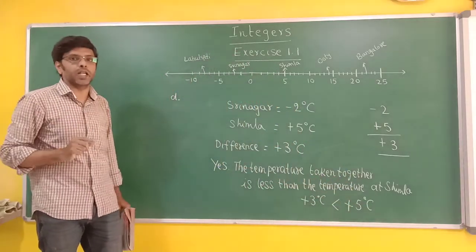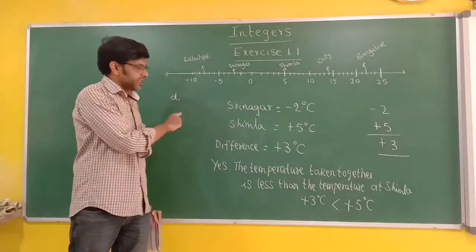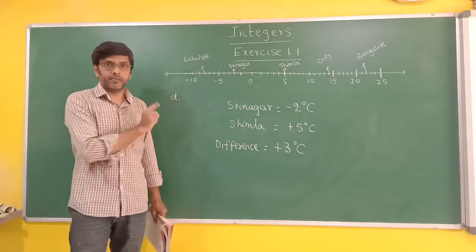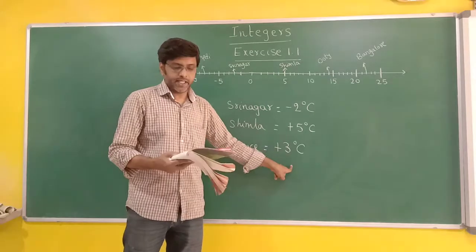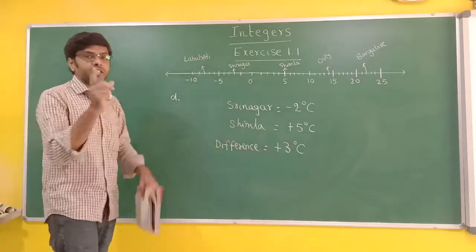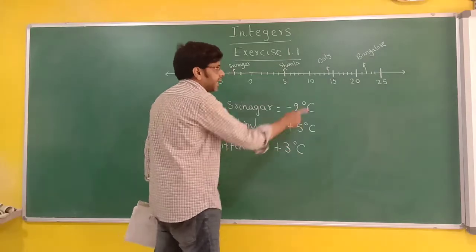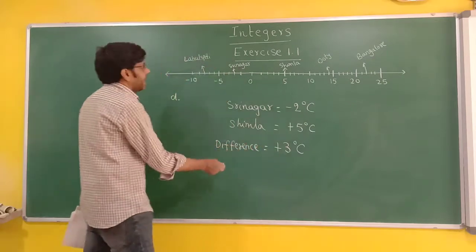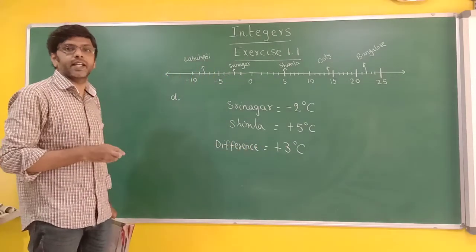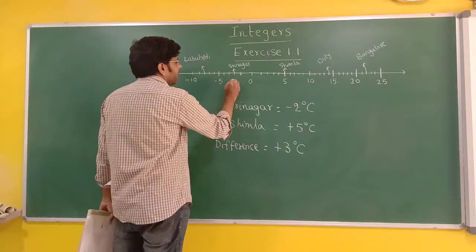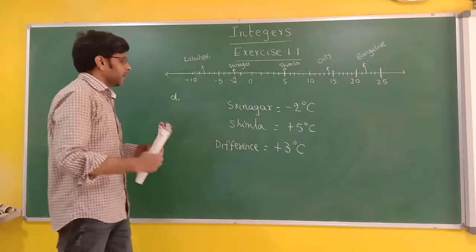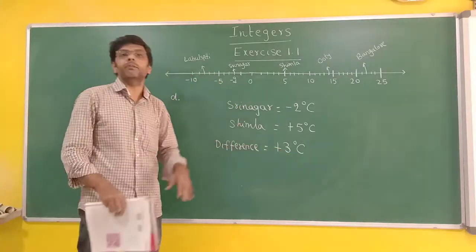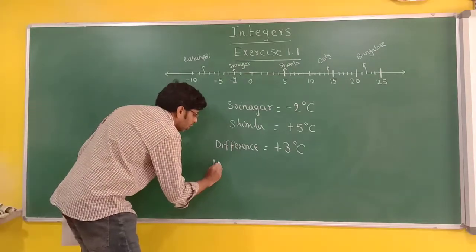In D1 we have another part also. I will explain second part after the first part. Now second part in D1 they are asking, is this temperature less than the temperature of Srinagar? This temperature is less than the temperature at Shimla. It is yes. Now they are asking, is this difference less than temperature at Srinagar? What is the temperature at Srinagar? Temperature at Srinagar is minus 2 degrees. Is plus 3 less than minus 2? No, plus 3 is greater than minus 2. So I am writing answer no.